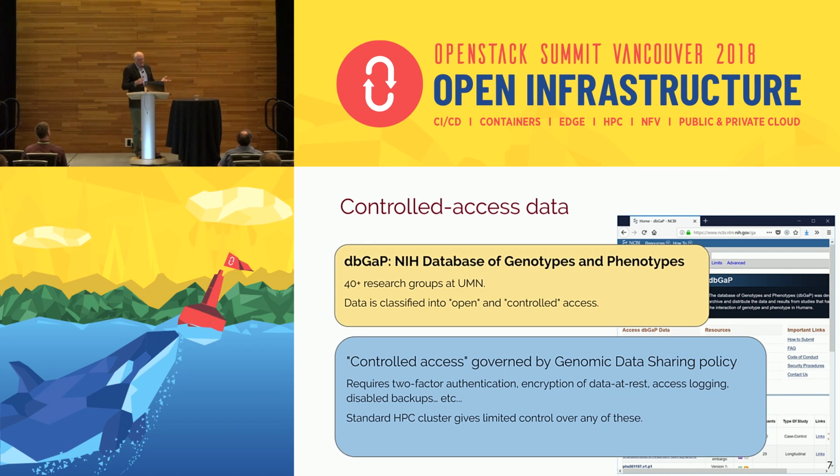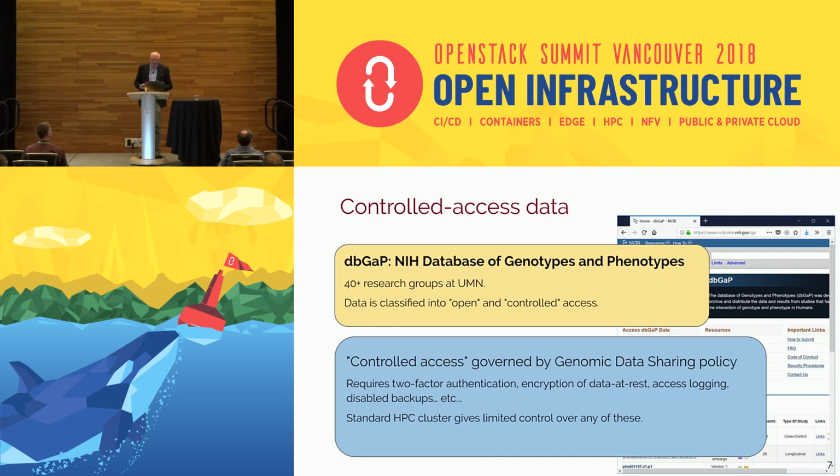So within dbGaP, the data is classified into open and controlled access. And the controlled access data is governed by the genomic data sharing policy. And the requirements of this tended to be hard to fulfill on the HPC clusters. So for example, two-factor authentication was one requirement. And we tried to address some of these on the HPC cluster, for example, by building a separate login node, which gave two-factor authentication. But there was no way for us to force the users to only use that means of access. There would have been side effects that made them lose access to all kinds of other resources.